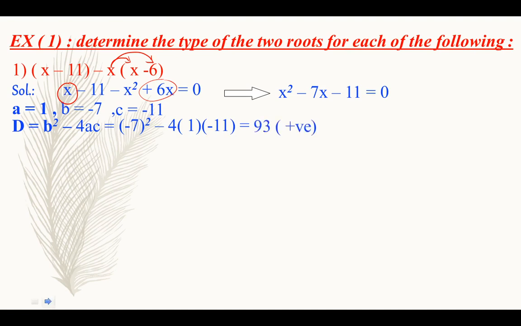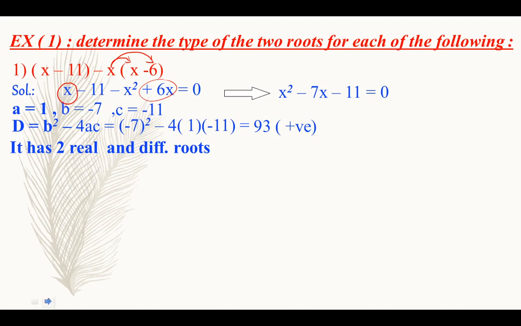So you will ask yourself, is 93 a positive number or a negative number? Very good, 93 is a positive number. So the discriminant is positive. So you will write that the quadratic equation has two real and different roots. This is your answer. Don't find the roots. Here we don't want to find the solution set. We want to find only the type of roots. So the answer to this problem is that it has two real and different roots.